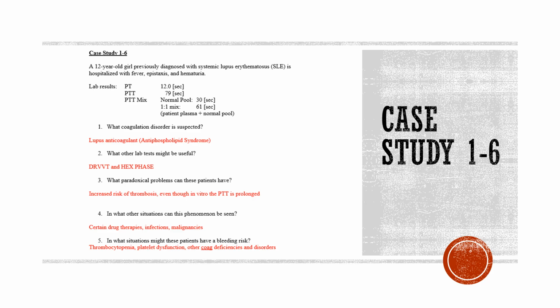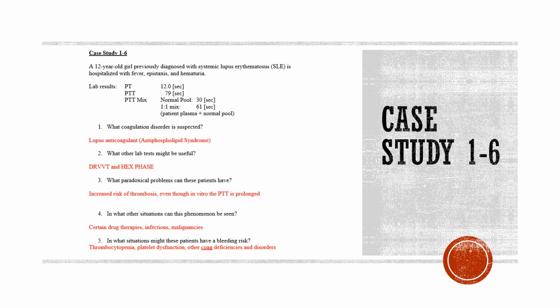Case study 1.1-6. So we're back to looking at our 12-year-old girl who had previously been diagnosed with SLE and is hospitalized with fever, epistaxis, and hematuria. We had a 79-second PTT with the initial patient sample. The normal pooled plasma is 30 seconds, and the mixing study for the PTT, the one-to-one mix, is 61 seconds, which is still prolonged.